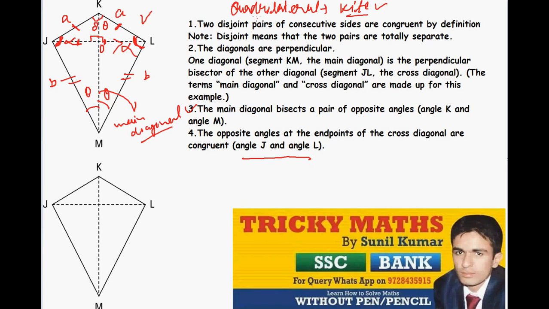Now, how to find the area of the kite? It's simple, same as a rhombus: d1 into d2, the product of the lengths of the diagonals, divided by 2 is the area of the kite. Now, where is the use of studying the kite in the SSC CGL exam? I will use it in circles in a very effective way.